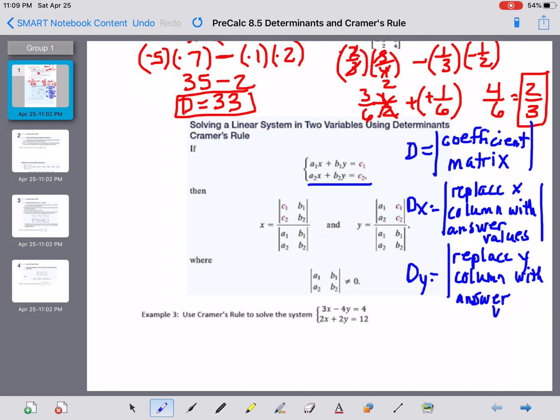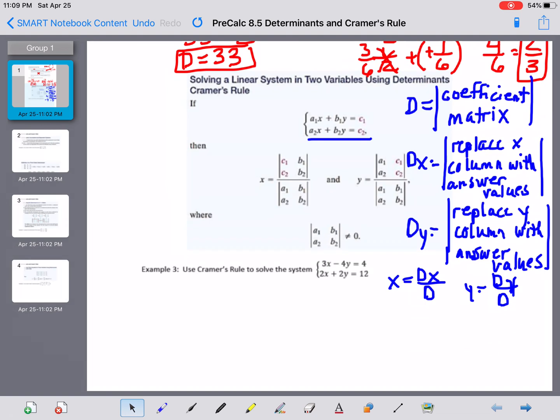It really helps if I could spell. And then to find our value for x, we're going to find the Dx and divide it by our D, and to find the value of y, we're going to do our Dy and divide by D, and that'll help us solve. Okay, let me extend my paper here a little bit. Then we're going to see if we can get all our work here so we can use Cramer's rule to solve our system.